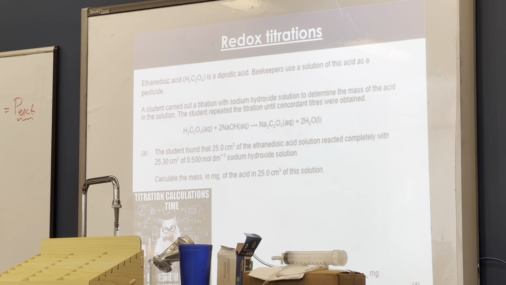So there's a balanced chemical reaction that shows that the diprotic acid reacts with 2 units of the monobasic base, which makes sense to me. There are 2 OH minuses to react with the 2 H pluses. And we're making sodium oxalate, or sodium ethane dioate. I call it oxalate, Audrey. And water. The student found that 25 cubic centimeters of ethane dioic acid solution reacted completely with 25.3 cubic centimeters of 0.5 molar sodium hydroxide solution. Calculate the mass in milligrams of the acid in 25 cubic centimeters of this solution.